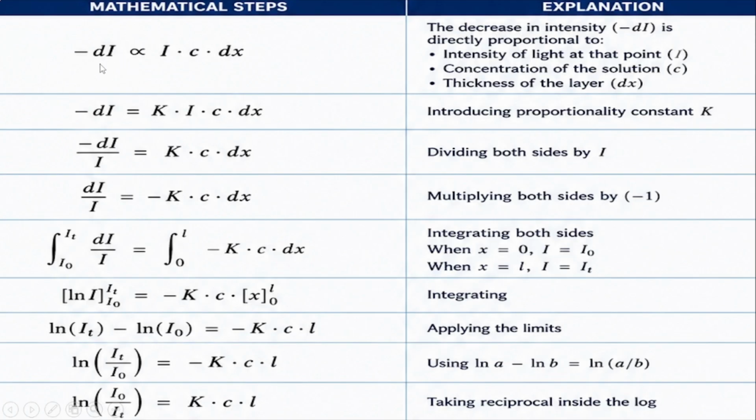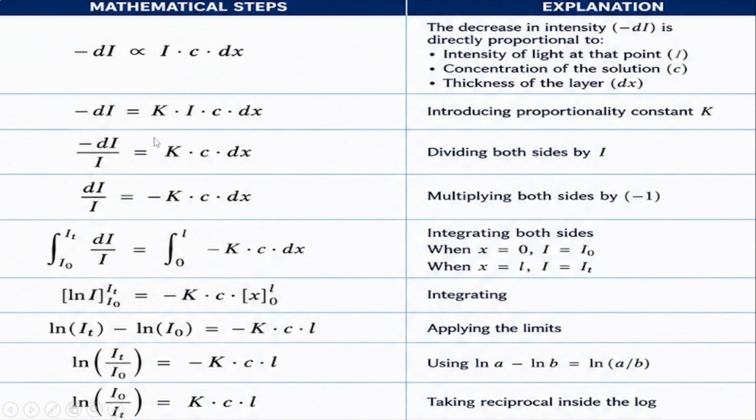This small decrease in the intensity will be directly proportional to I, that is the intensity of light at that point, c, that is the concentration of the solution, and dx, that is the small thickness of the layer. Next, when we introduce the proportionality constant k in this equation, we get minus dI equals k, the proportionality constant, times I times c times dx.